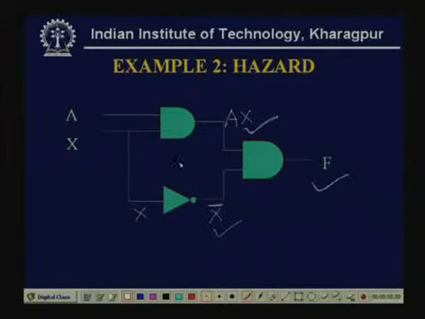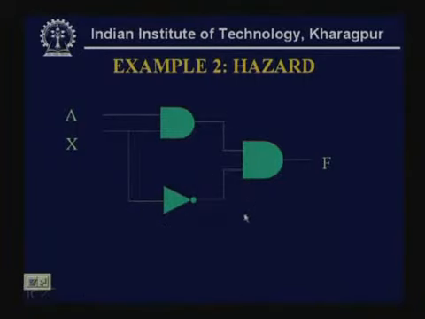Now, if this inverter has a delay which is greater than this AND gate, then this AX will be available first, but this X complement is delayed. Or the reverse thing can happen, that the AND gate has more delay than the inverter. Then what will be the timing chart?